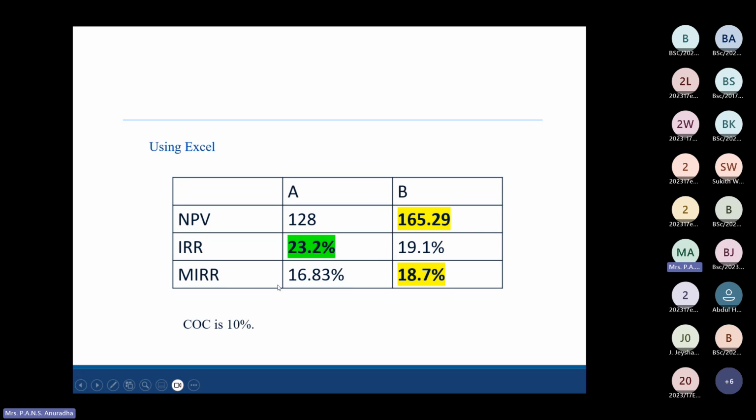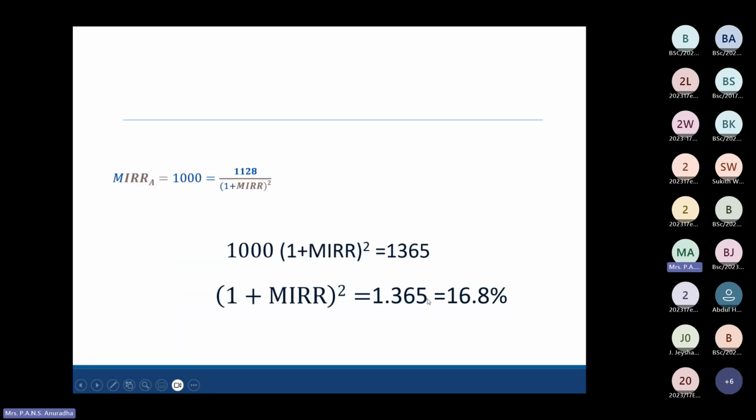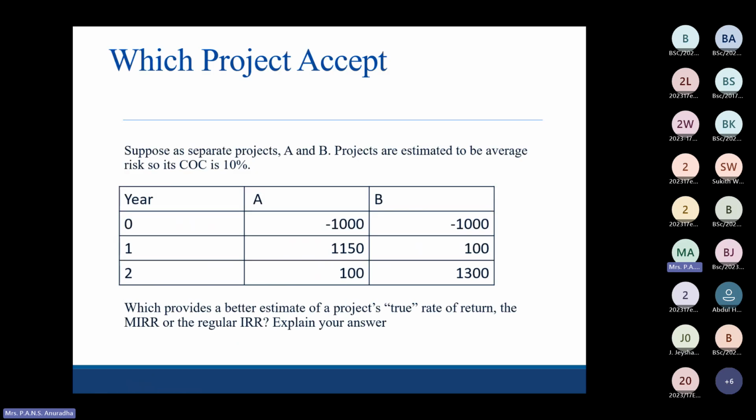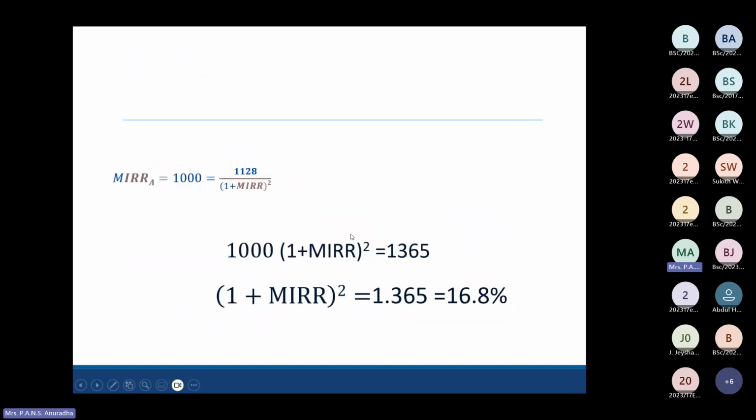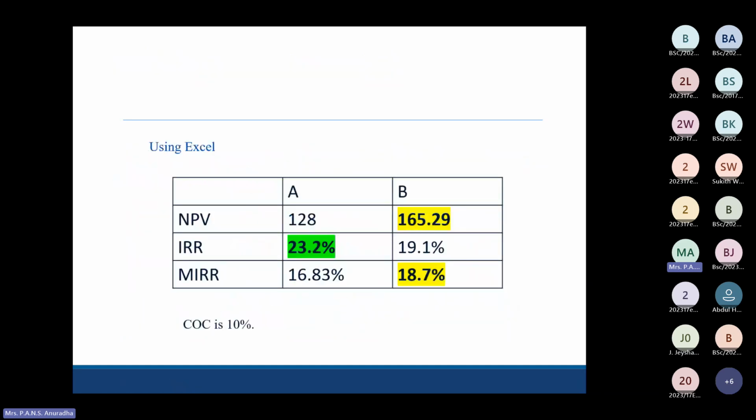Once you calculate the modified internal rate of return, the MIRR, you can see the numbers: A 16.8, B 18.7. So according to MIRR, project B is good. So now there is no conflict between NPV and MIRR. Both are suggesting take B. With that example, you can further identify the requirement of the MIRR over the traditional IRR calculation. Later at home, you may calculate and check these answers and try to realize further.